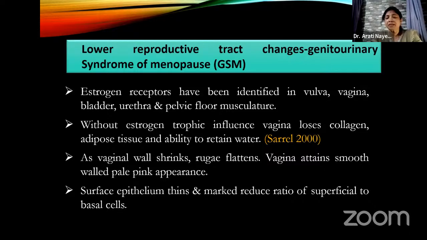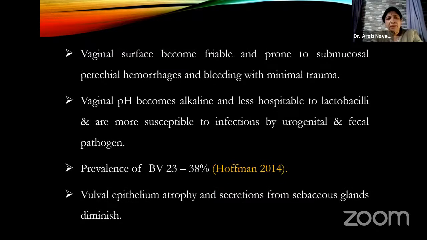Surface epithelium thins, with a marked reduced ratio of superficial to basal cells. The vaginal surface becomes friable and prone to submucosal petechial hemorrhage and bleeding with minimal trauma. Vaginal pH becomes alkaline instead of acidic, less hospitable to lactobacilli and more susceptible to infection by urogenital and fecal pathogens. The prevalence of bacterial vaginosis is increased from 23 to 38%.